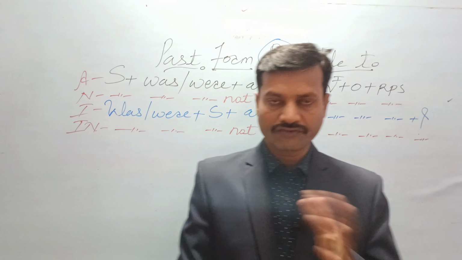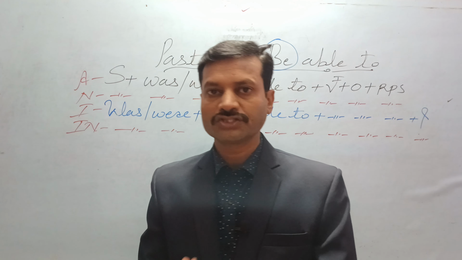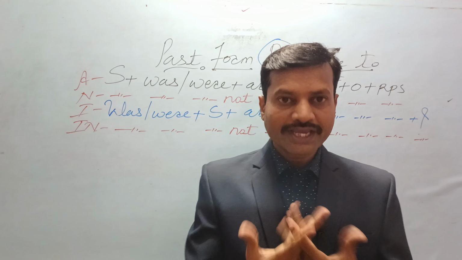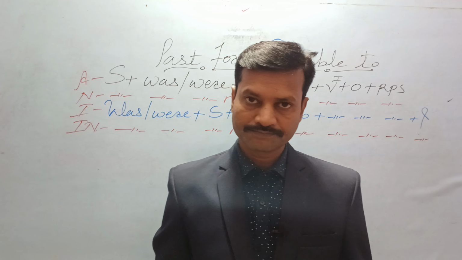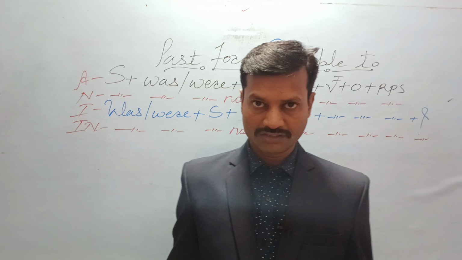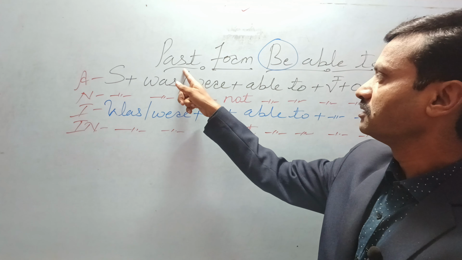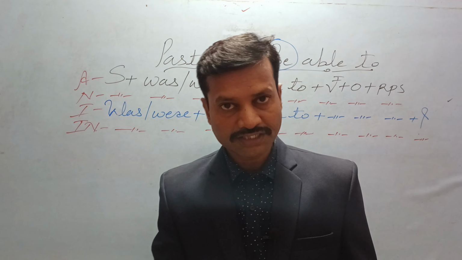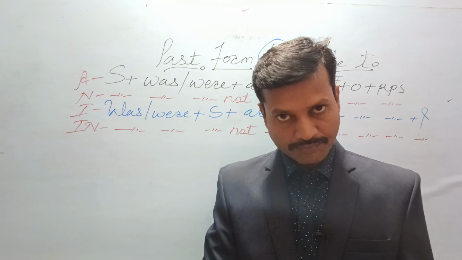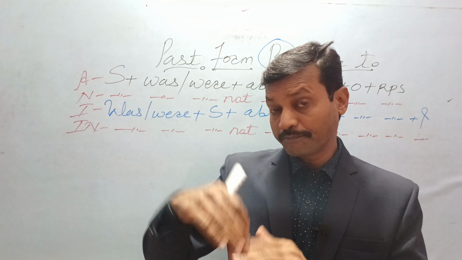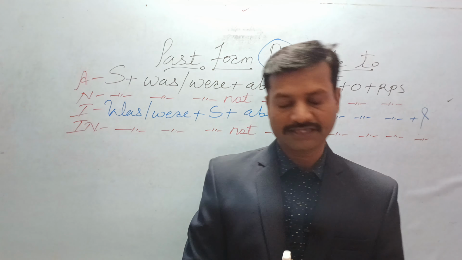Again, I would like to revise what are the uses of be able to. Friends, with the help of be able to, we can indicate ability, possibility, capability and power. But here, which form are we using? Past form of be able to. What are the uses? We can indicate power, possibility, capability or capacity, right? But here we are to express past power, past ability, past capability.